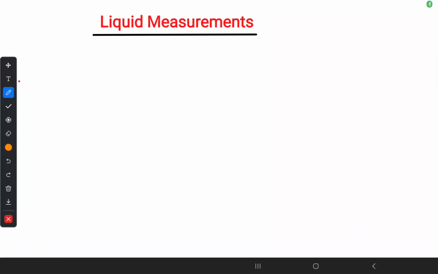In measurement, there are some conversions. We want to know them. First one, 1 liter equals 1000 milliliters. In opposite, 1000 milliliters equals 1 liter. Both are the same.